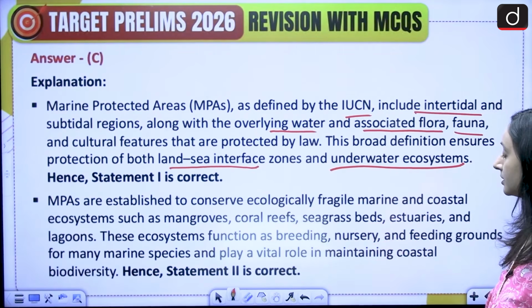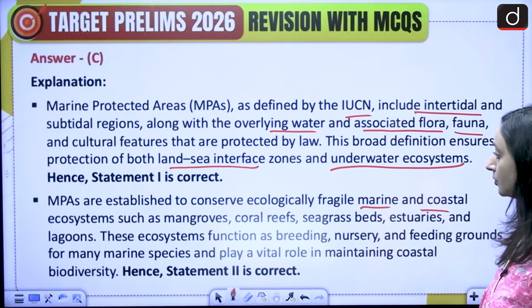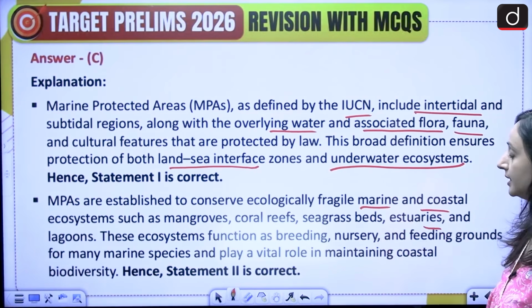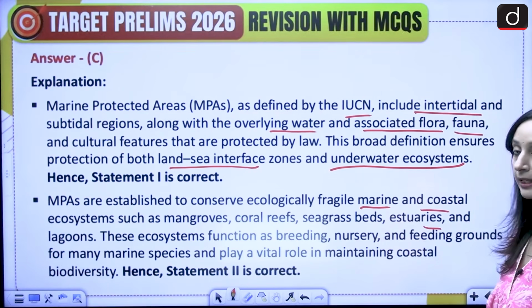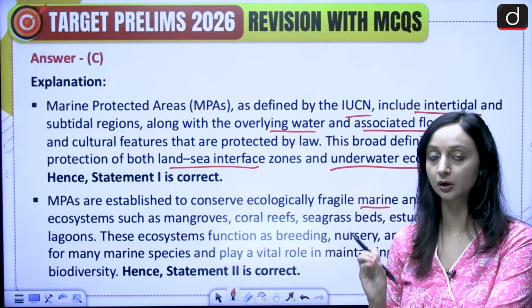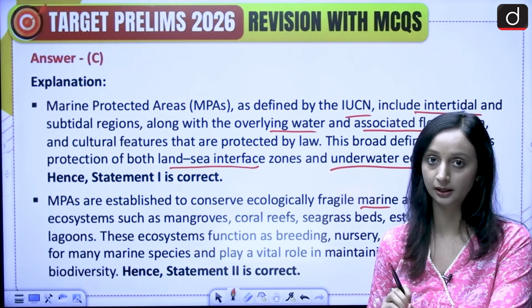And they're established to conserve ecologically fragile marine and coastal ecosystems like mangroves, coral reefs, seagrass beds, estuaries and lagoons. So all these types of ecosystems will be protected, and all the species, both flora and fauna within them, are also going to be protected.